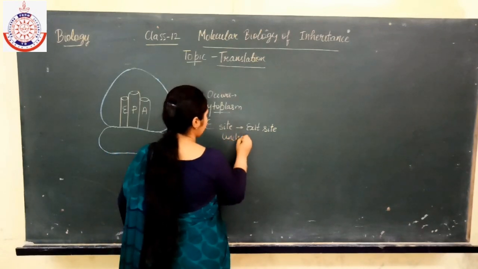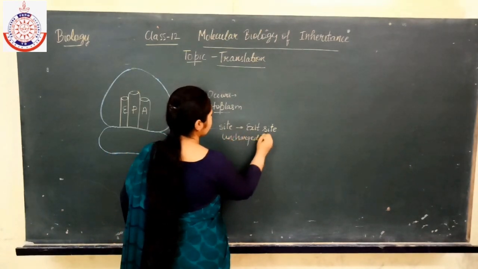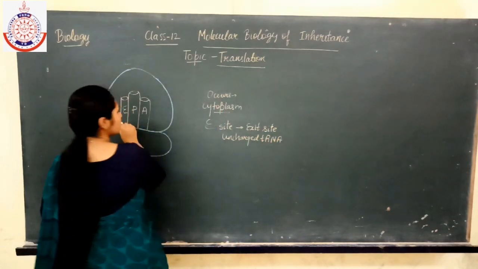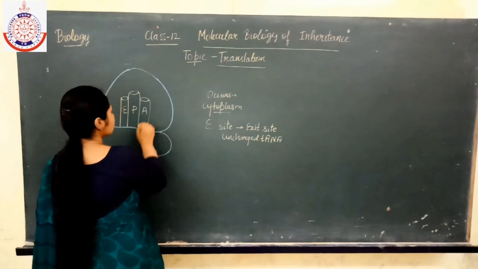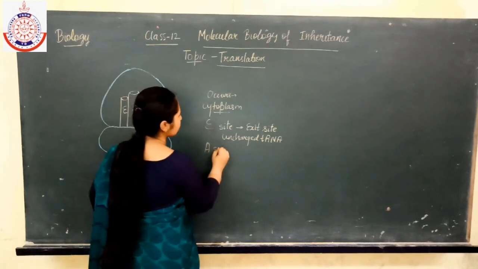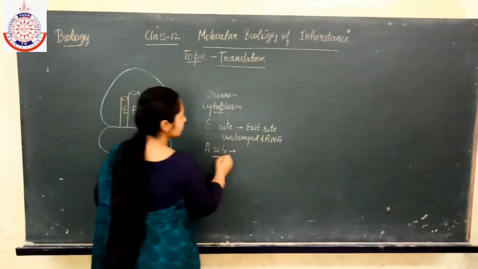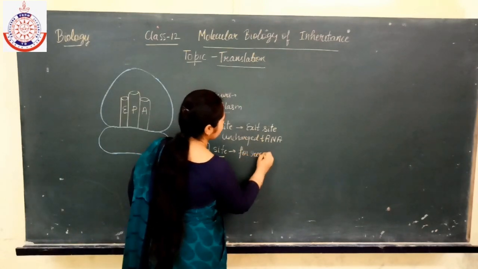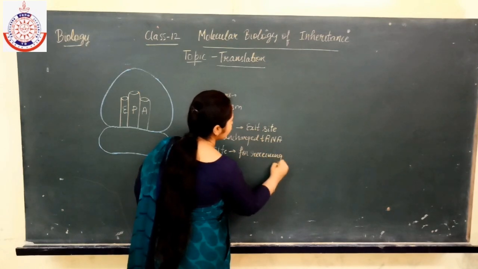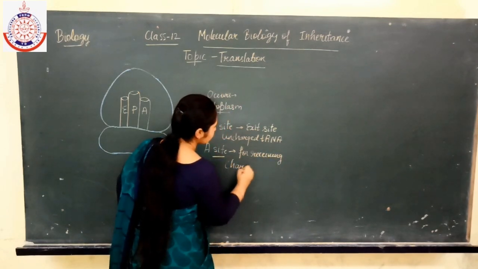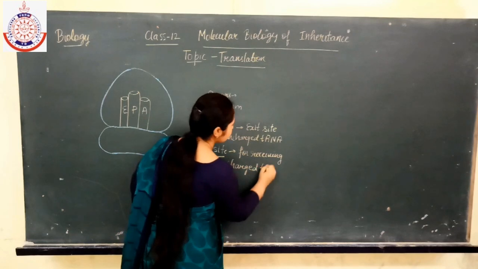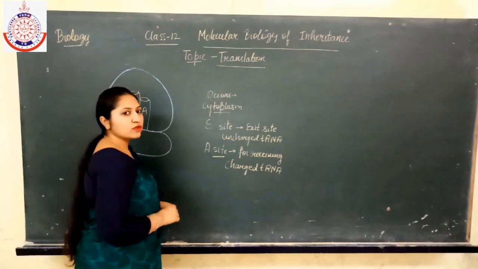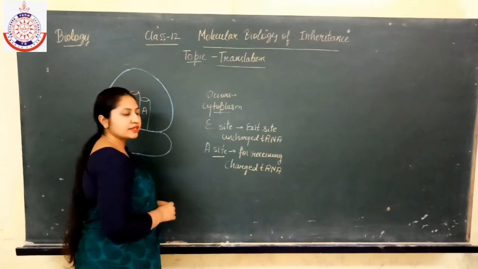The uncharged tRNA is removed from the E site, and the A site is responsible for receiving the charged tRNA.